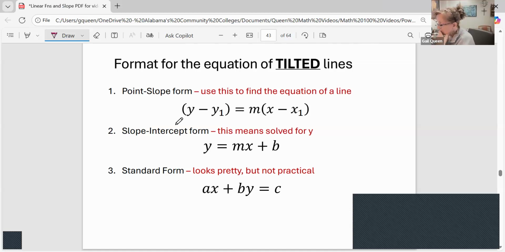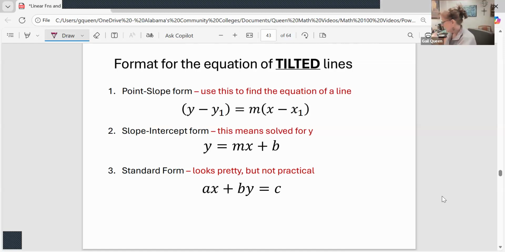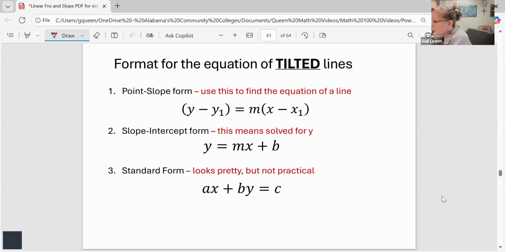So we need to figure out exactly how to go about it. There's some different options, and we will use these different options depending on the information that is given and how they ask the question. So you need to know that for the tilted lines, there are 3 different formats for writing the equation of a line.